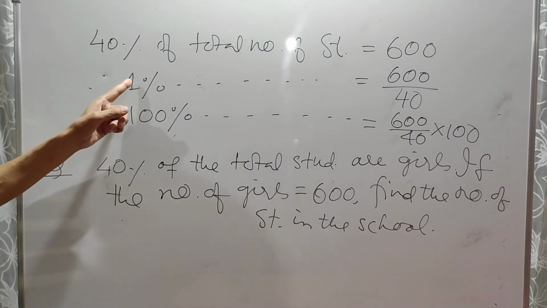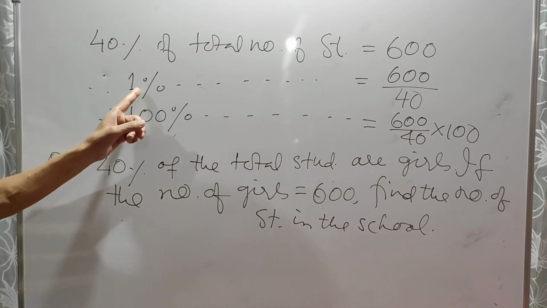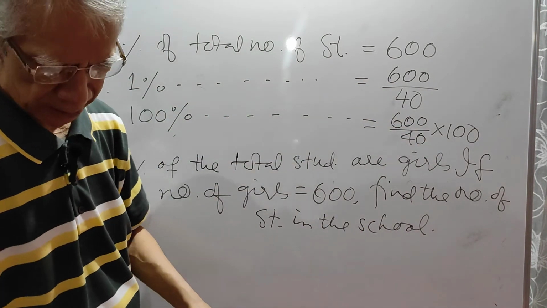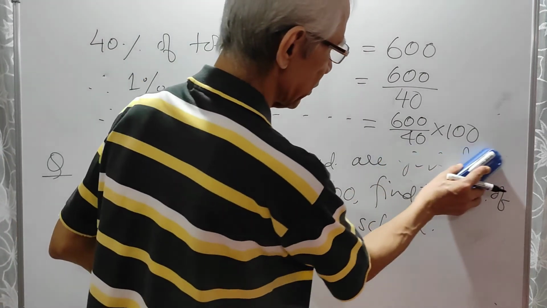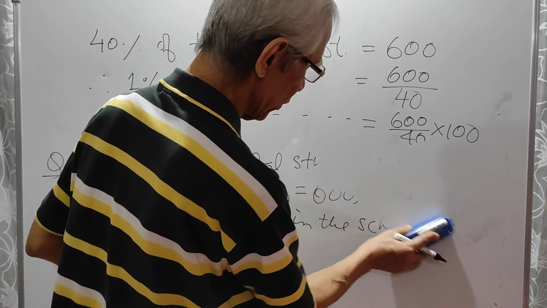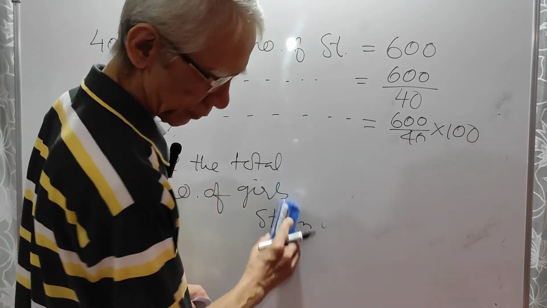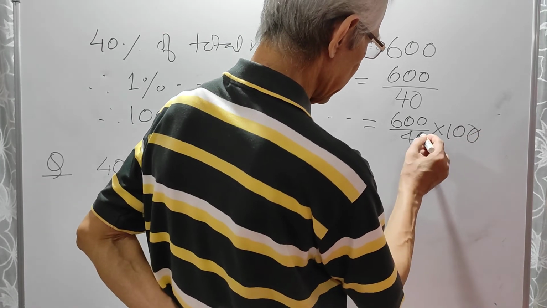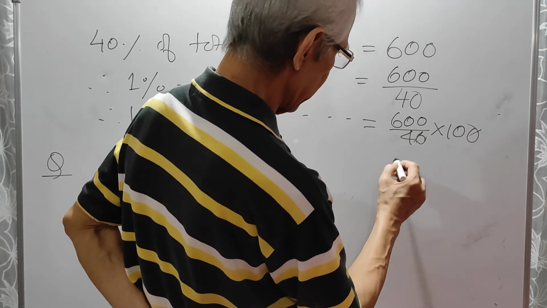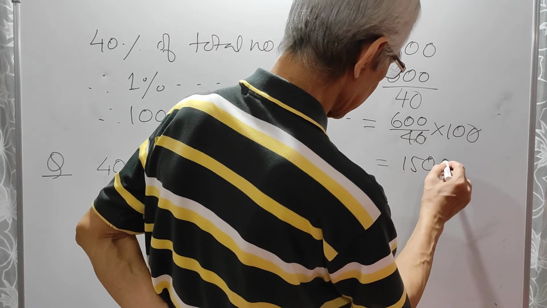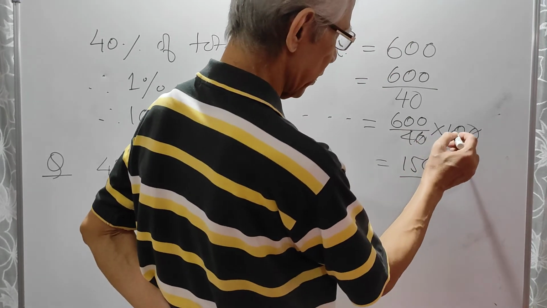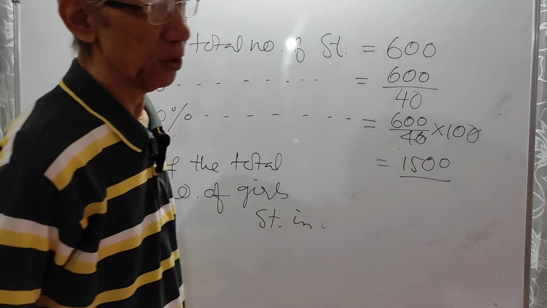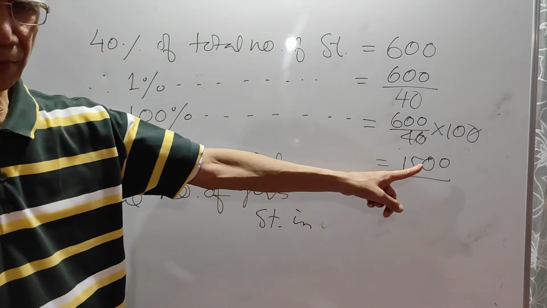So here, first of all, we found 1% by unitary method. So less, therefore we divided. Now 1, then 100, more, therefore we multiplied. Okay. So in my last video, I told you, if less, divide, if more, multiply. That is the rule. So this one, what do we get? 0 cancel 0. So 4, 150. So 1500. All right. So 0, 0. Then 5, 2, 300. 5, 1500. So total number of students in the school is 1500.